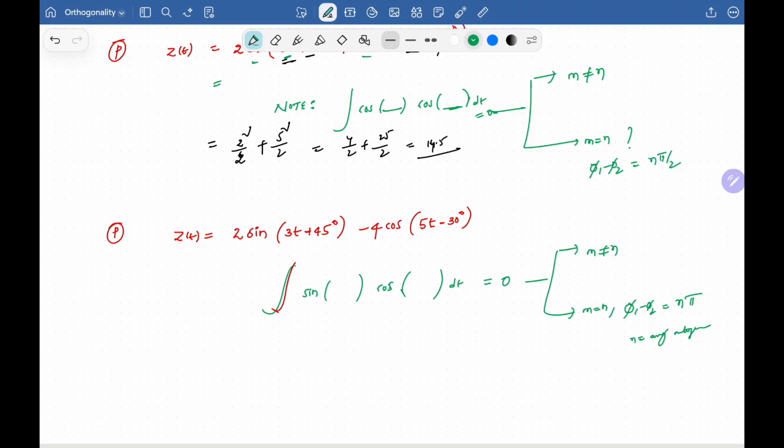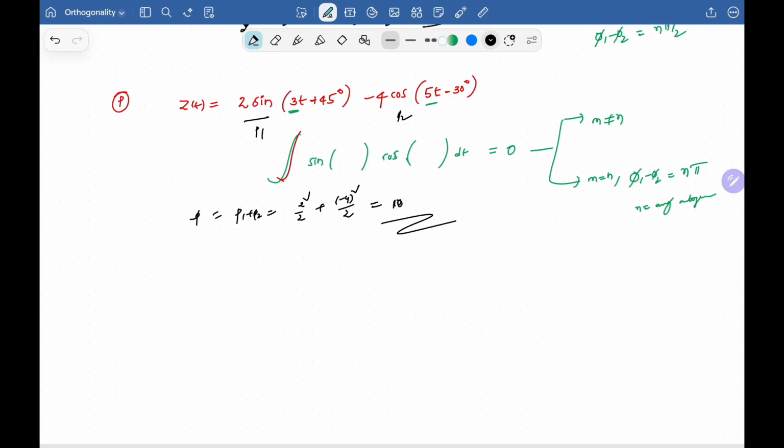So now here the frequencies are different, so directly you can use the formula P equals P1 plus P2. That is 2 square by 2 plus 4 whole square by 2, then 10 is the answer. Okay, this you solved. One more important question, and with this question I'll close this. With one or two more questions, because I also want to solve one question with the DC component.